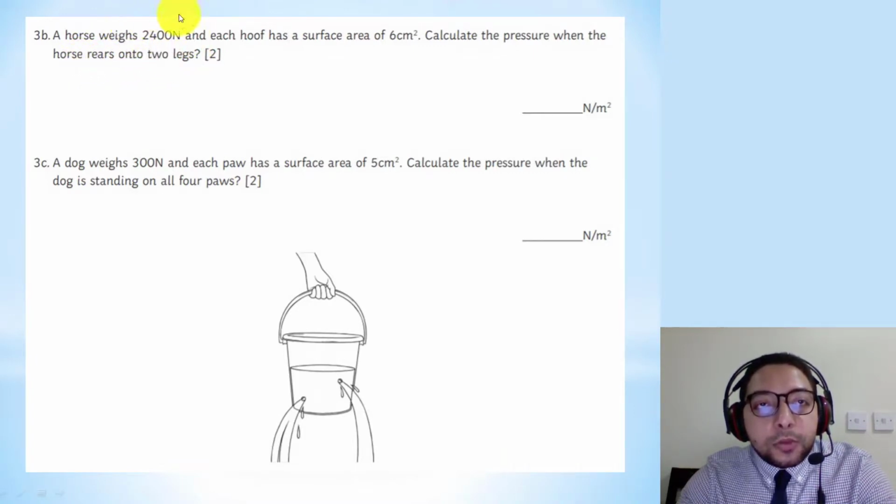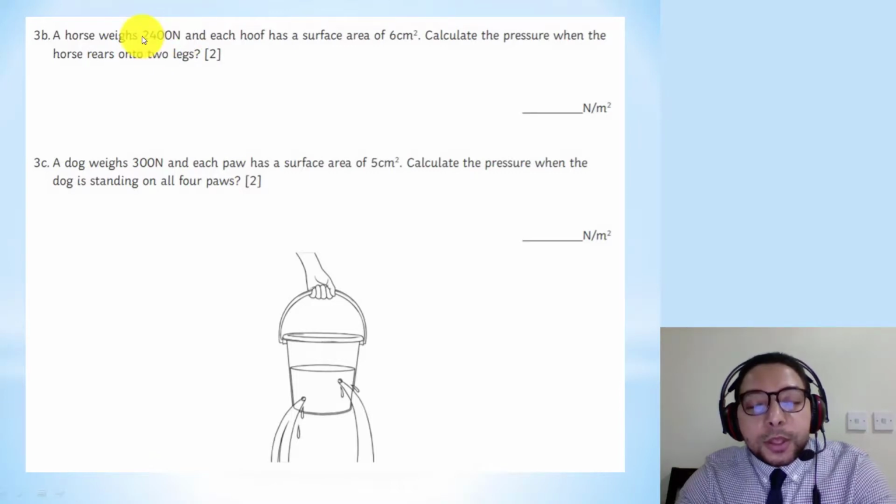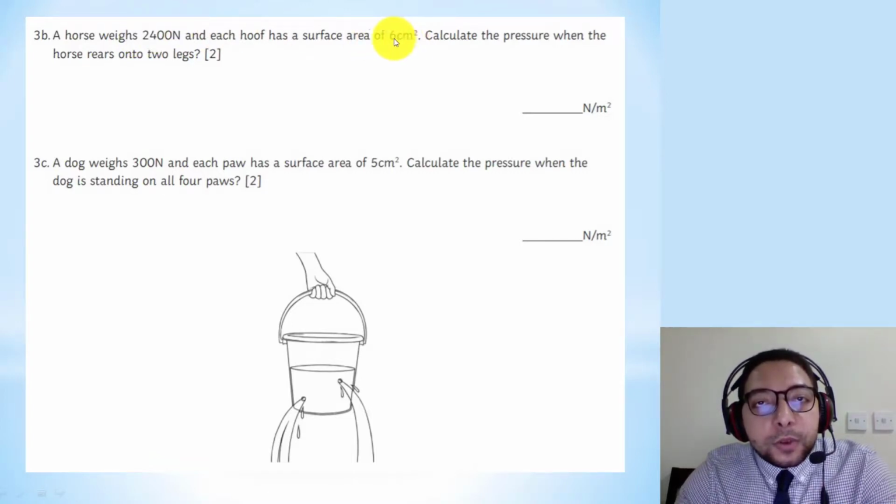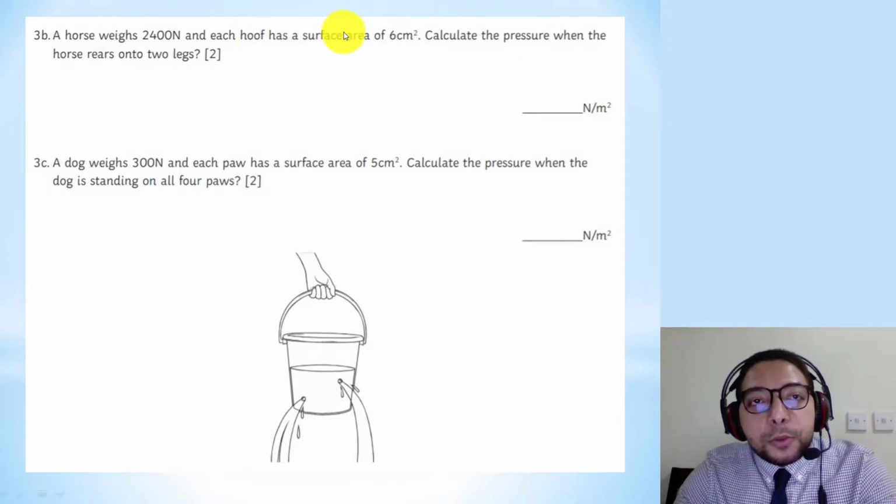Okay, so all of this is the force exerted by the weight of the body of the horse on the ground, and the surface area is 6 for each hoof. When it stands on 2, we're going to multiply 6 by 2. So we're going to take 2400 Newtons divided by 6 times 2, which is 12. So make your own calculation and double check the answer.